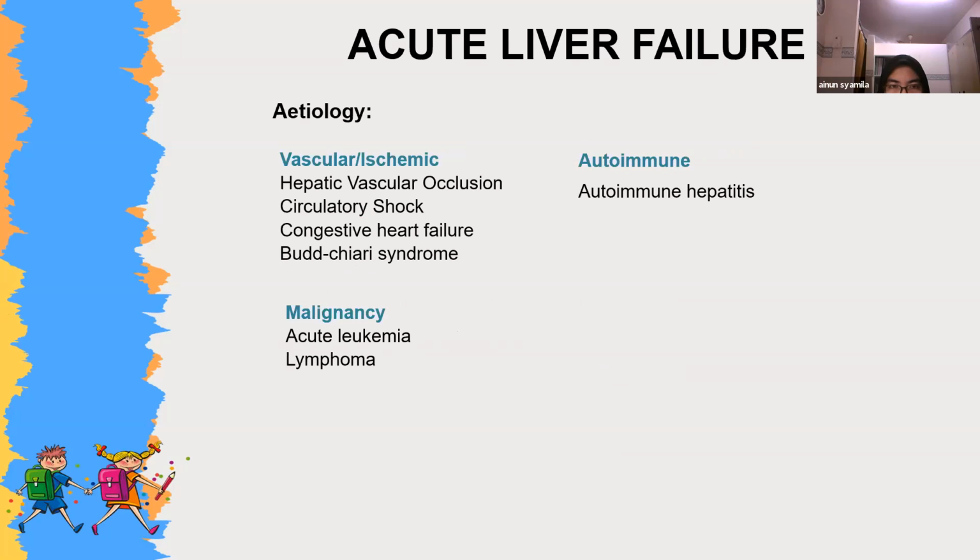Other causes, like I mentioned just now, include the vascular or ischemic causes, the autoimmune causes such as autoimmune hepatitis, and the malignancy such as acute leukemia and also lymphoma.